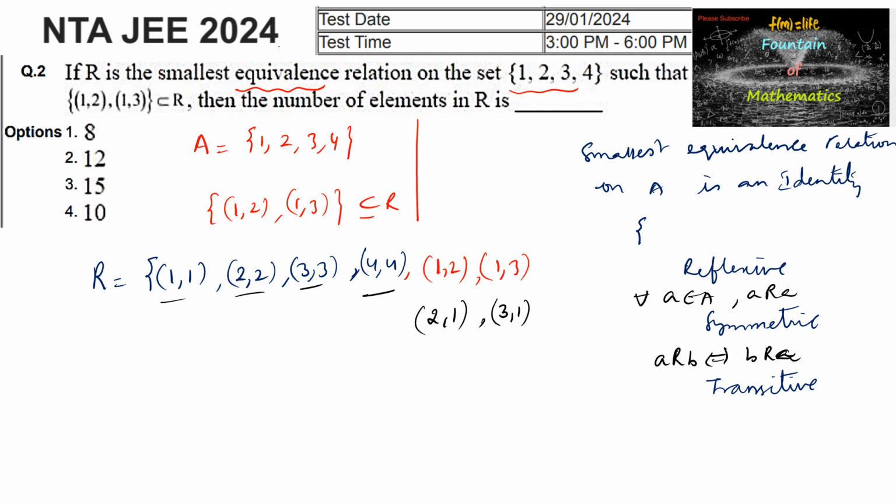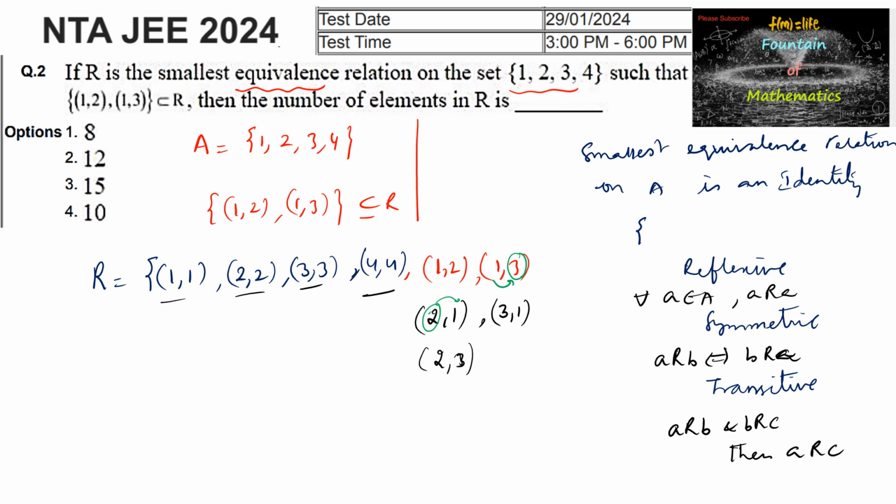So we can say this is now symmetric. And coming to the transitive, if A is related to B and B is related to C, then it's compulsory that A must be related with C. So here we can see that 2 is related with 1 and 1 is related with 3. So 2 must be related with 3. So there should be an ordered pair 2 comma 3 belonging to the R to make this relation transitive.